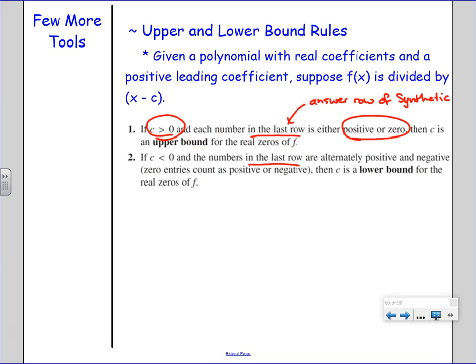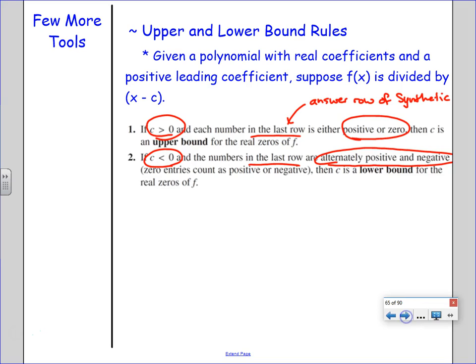Ignore all the rest. That's an upper bound. There's not going to be anything higher. Let's say you're plugging in negative 5 and doing synthetic division with negative 5. And let's say in the last row of your synthetic division, all the numbers are alternately positive and negative. Zeros are wild cards. Zeros can be either. Then C is a lower bound. If you're testing negative 5 and you have the signs alternating back and forth, zeros are wilds, they can count as either. Stop looking. None of the others are going to work. It's a lower bound. All of them must be higher than that.